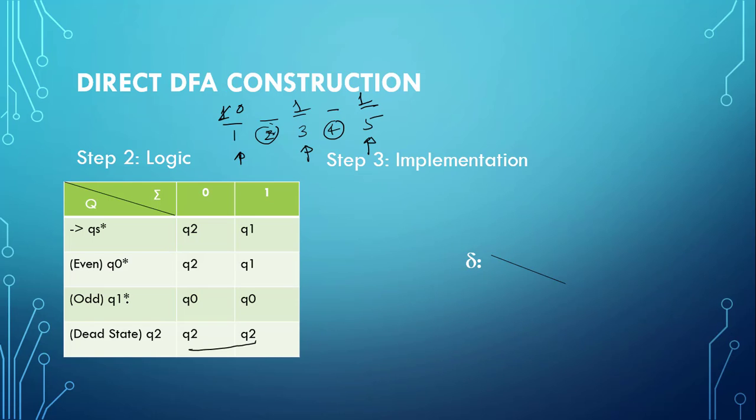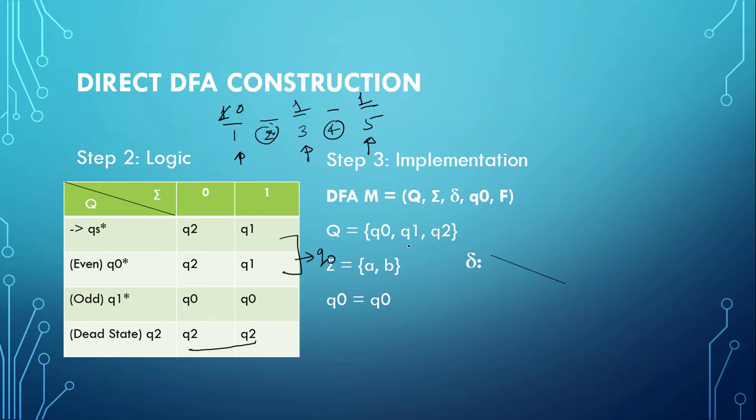So let us design the implementation part. So we have DFA M is equal to Q, input, transition, Q0, F. We can see that Q0 and QS can be merged to become Q0. So we will be left with Q as Q0, Q1 and Q2. Next, we will have input alphabets as 0 and 1 or A and B depending on what input was given. So for our question it was 0 and 1, so we will put it as 0 and 1.